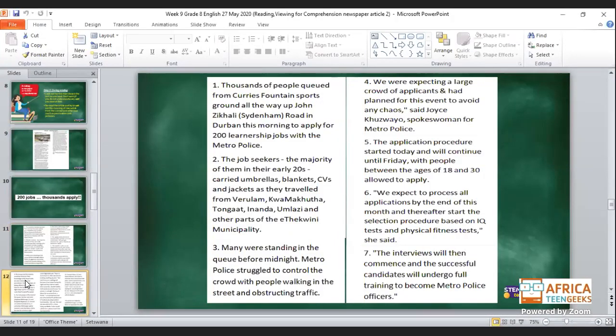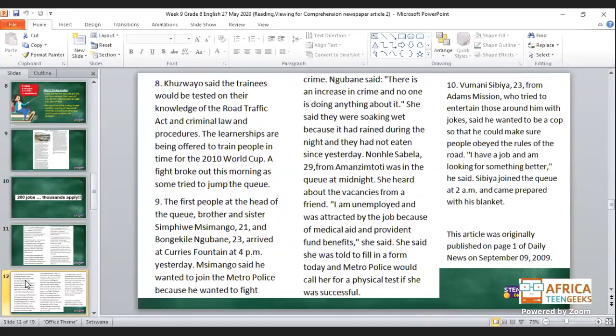Okay, remember I said there are 10. So who's next to read paragraph number 8? Somebody to read for us paragraph number 8. Can you have a new hand, please? Anyone, please, anyone.